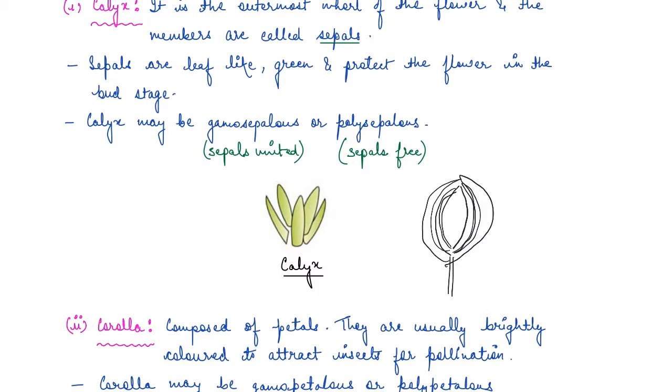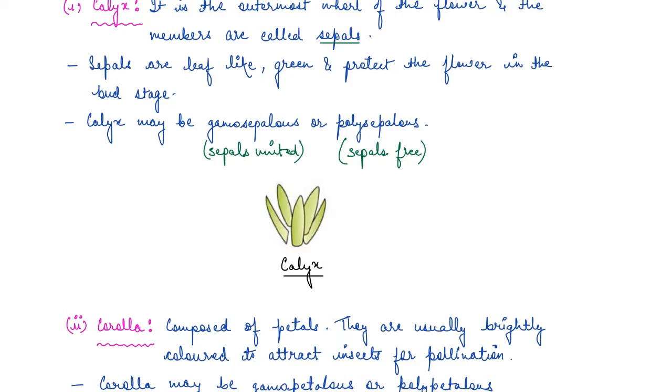Now the calyx can be united or it can be free. If the sepals are united, it is known as gamosepalous, and if they are free from each other, it is known as polysepalous.